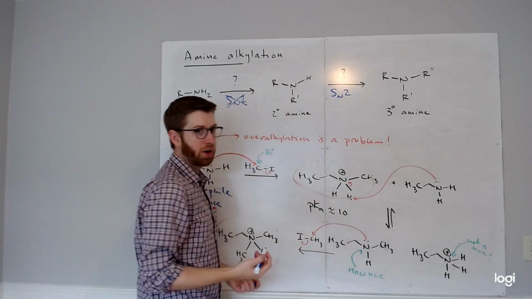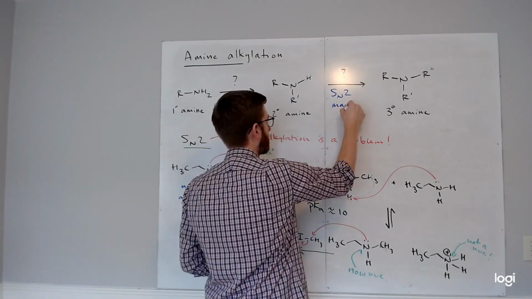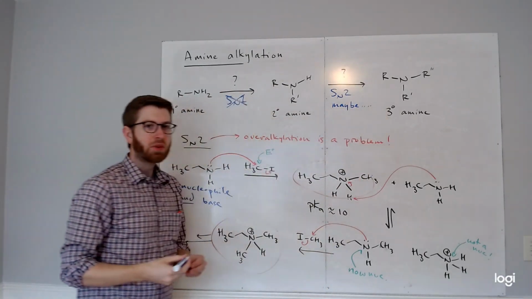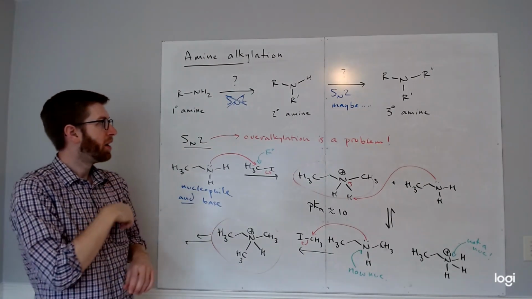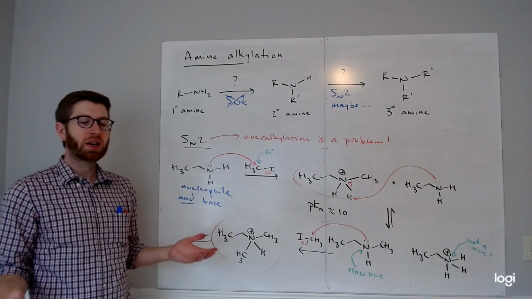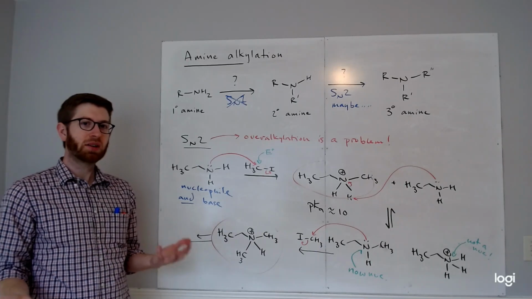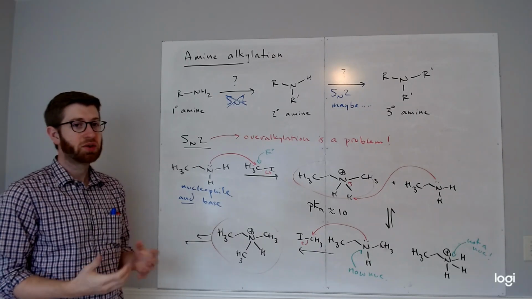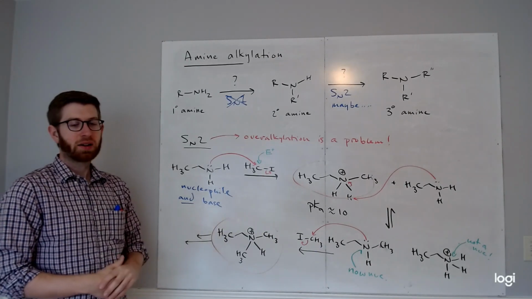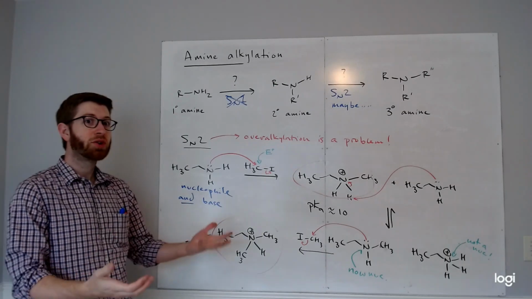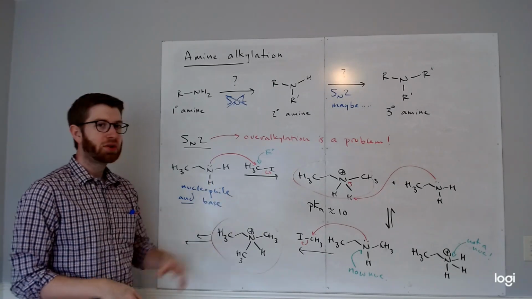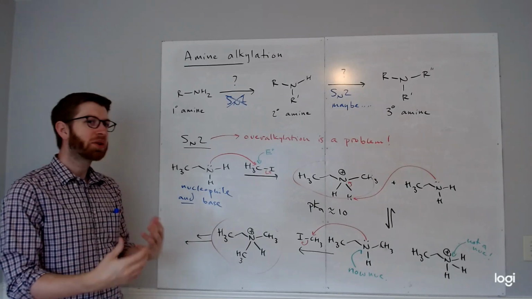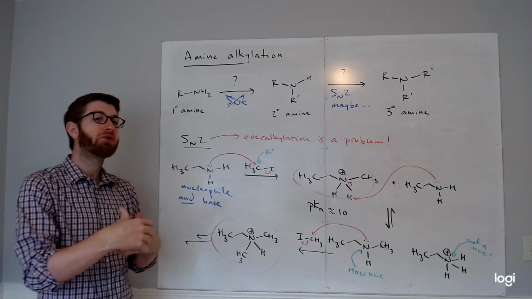SN2 could work here, but you're kind of rolling the dice. So that means we need some other strategies to actually do this kind of amine alkylation. And it turns out there's a bunch of different strategies to do this that don't involve alkyl halides, right? Because that's kind of the origin of the problem. If we just do an SN2, we really can't avoid this. So we need to use other kinds of intermediates that we can then convert into R groups.